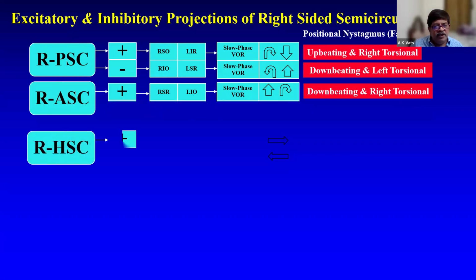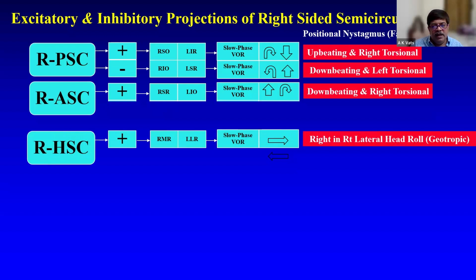Right horizontal semicircular canal, the excitatory projections are to the right medial rectus and left lateral rectus. The slow phase VOR during the lateral head roll to right is therefore apogeotropic, and the geotropic nystagmus we see during the right lateral head roll is because of a fast phase VOR, that is the positional nystagmus.